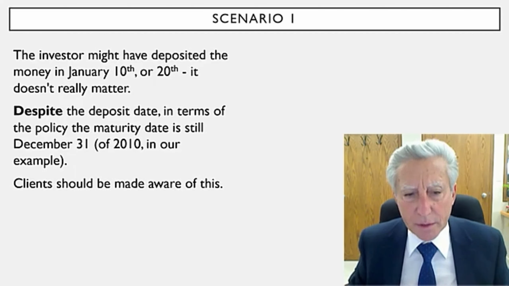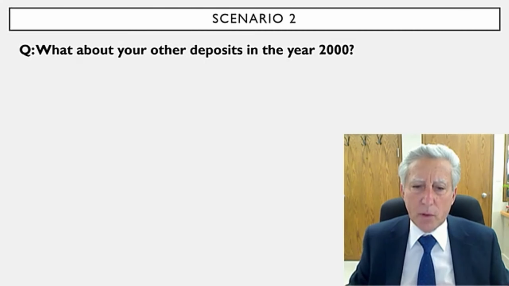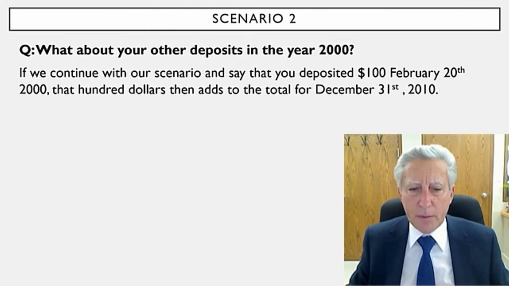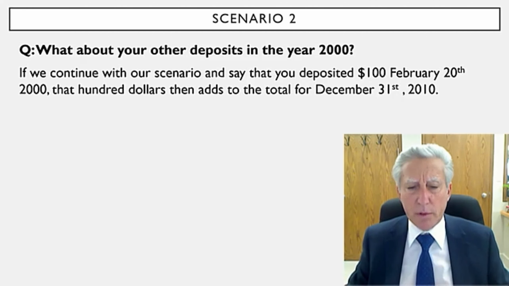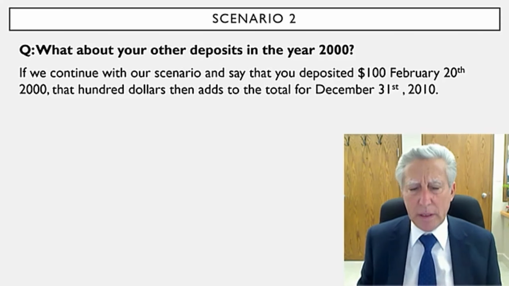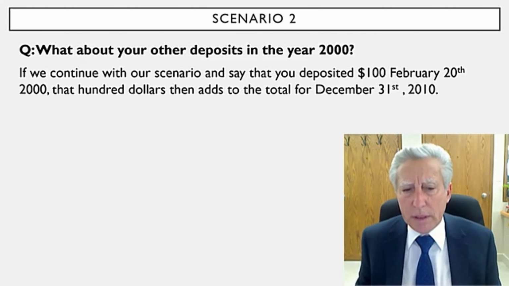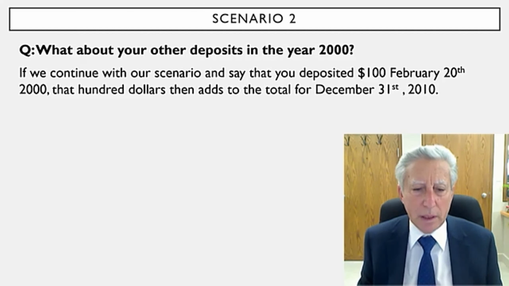Well, what about other deposits during that year? If you continue to make the deposits throughout that particular year, so let's say in February, in our example, you gave us another $100, February 20th, you gave us another $100. Again, because you put the money in the same year, you notice that the maturity still is the same. In other words, the maturity date hasn't changed. It's still December 31st, 2010.